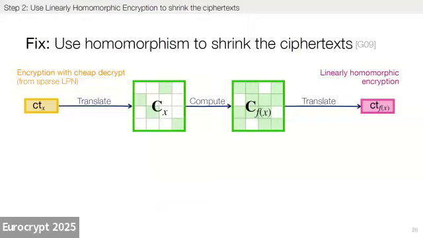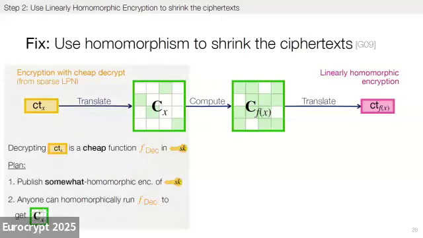So we can also build this from sparse LPN. I'll just call this the orange scheme for now. And so then what we see is that as long as the orange scheme's decryption function falls within the circuit class that our sparse LPN scheme can compute, we're good.